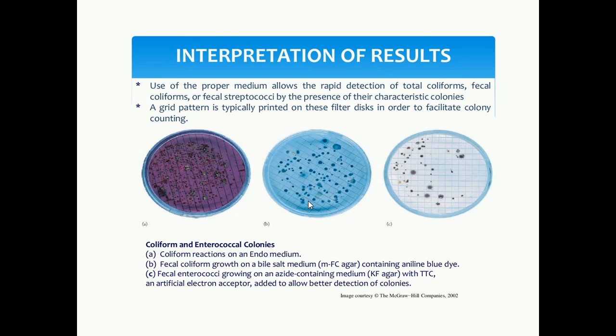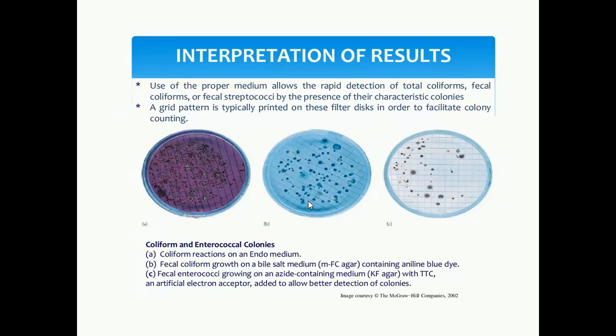Interpretation of results. Use of the proper medium allows the rapid detection of total coliforms, fecal coliforms or fecal streptococci by the presence of their characteristic colonies. A grid pattern is typically printed on these filter discs in order to facilitate colony counting. This grid-like structure is used for the easy counting of the colonies.